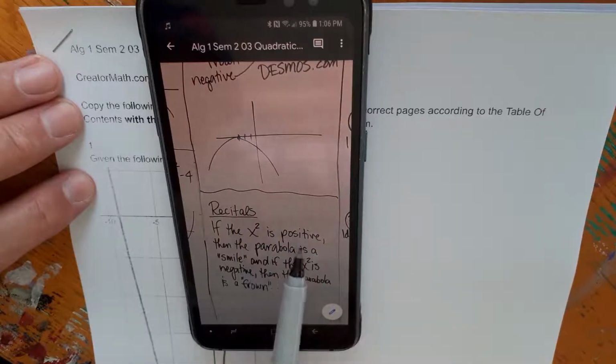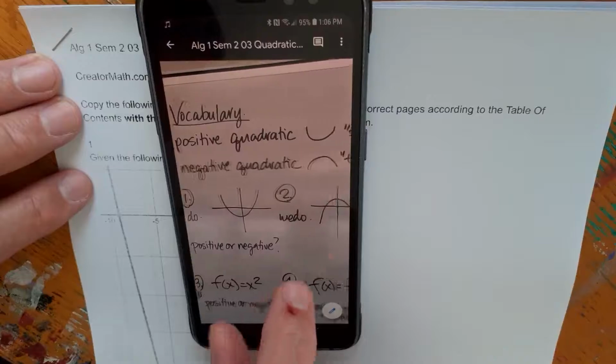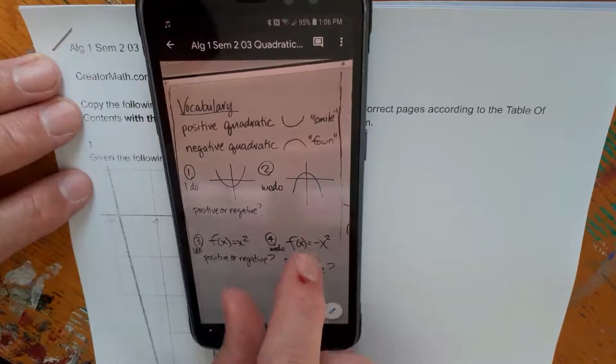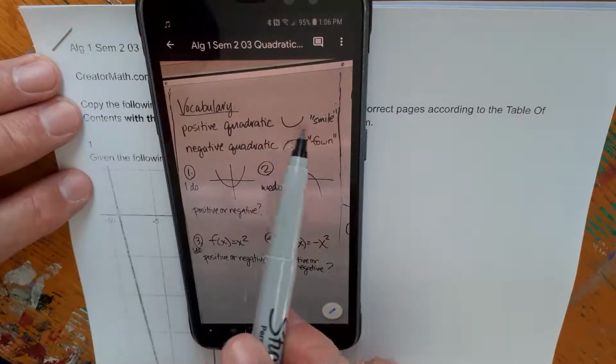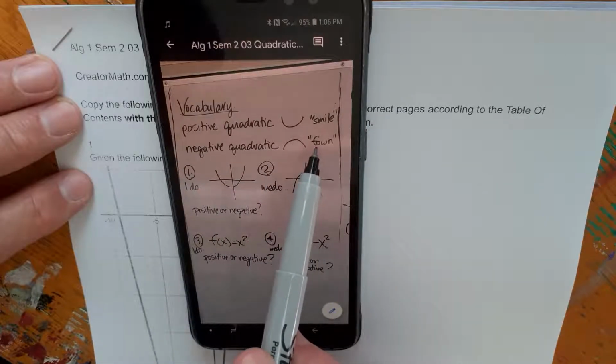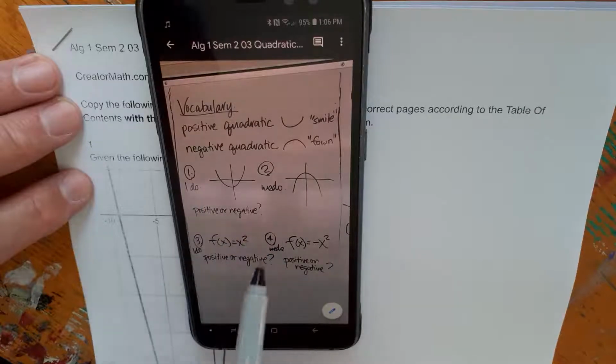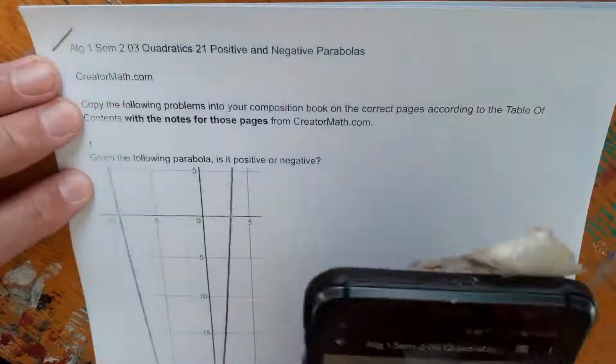If the x squared is positive, then the parabola is a smile. And if the x squared is negative, then the parabola is a frown. So smile or frown. There it is right here. Positive quadratic, smile. Negative quadratic, frown. I didn't spell frown right. Look at that. It says found. Okay, so you can go and look at those notes.